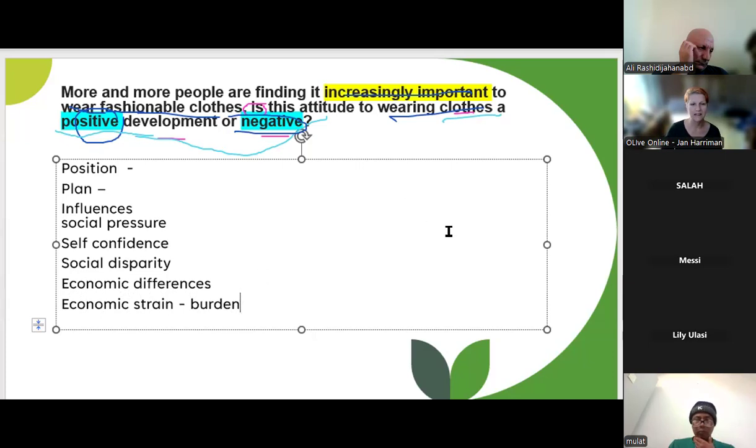Okay. So we need two sides. We need to look at both sides of that. What's positive and what's negative, and decide what our position is going to be. So if you've got a position statement, feel free to type it in or unmute and we can have a conversation as well. So either way.